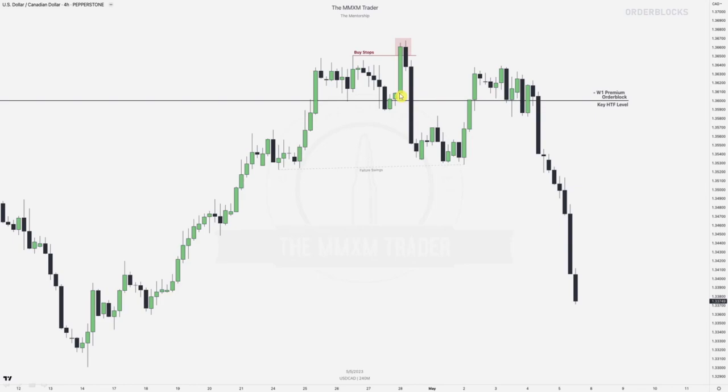If your eye went to this up close candle, that is correct, right? Because we take buy stops previously and break down structure afterwards. And remember, those order blocks need to form at a key level. And what is our higher time frame key level? We've got that weekly premium order block.